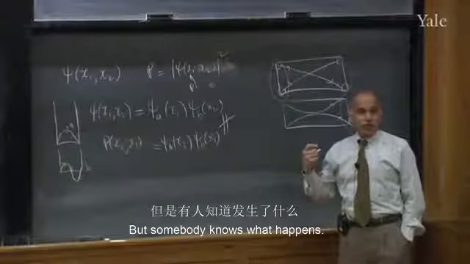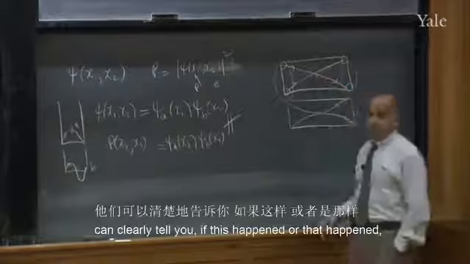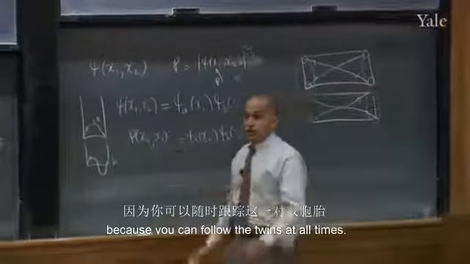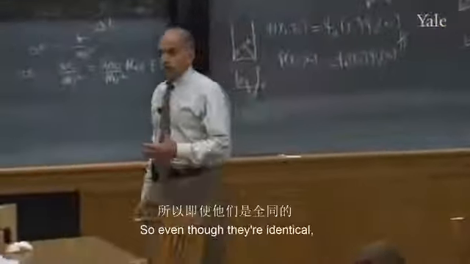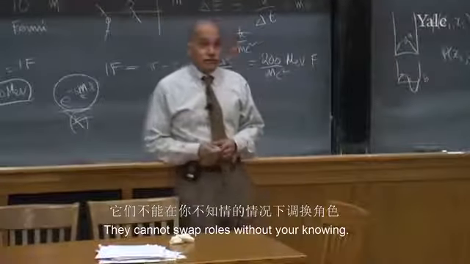But somebody knows what happened. Somebody in that room was watching them, can clearly tell you if this happened or that happened, because you can follow the twins at all times. So even though they're identical, they're distinguishable. They cannot swap roles without your knowing.